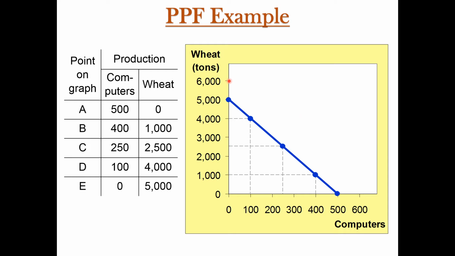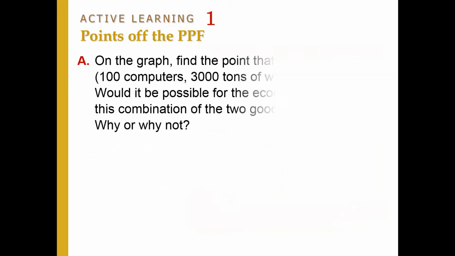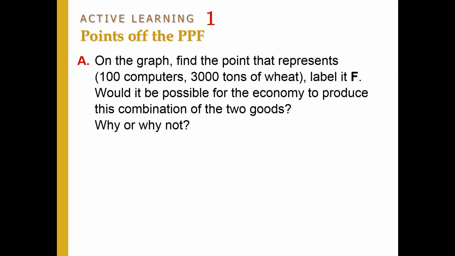If I want to produce 6,000 tons of wheat and 600 computers way out here, we automatically know, because it's outside the line, that we don't have enough resources. Because we constructed the line using all of our resources, so we don't have any left. We'll talk about some other points in just the next slide. So now, points on the line obviously are possible, and they're what we call efficient.